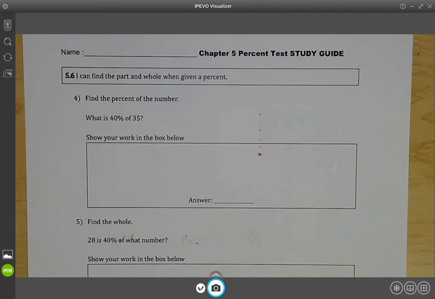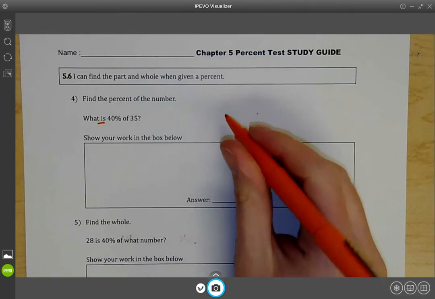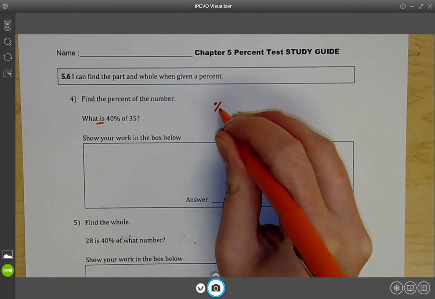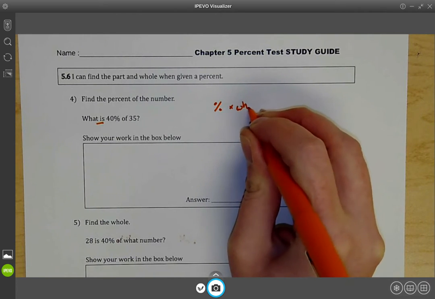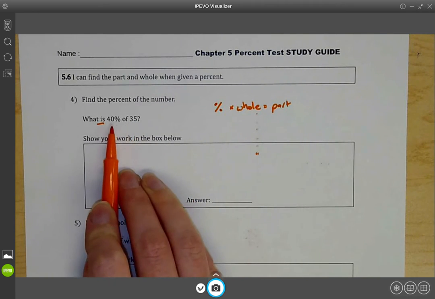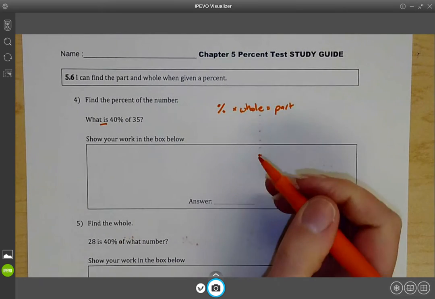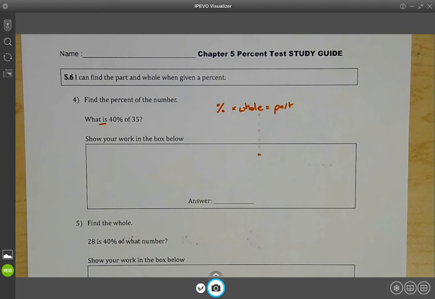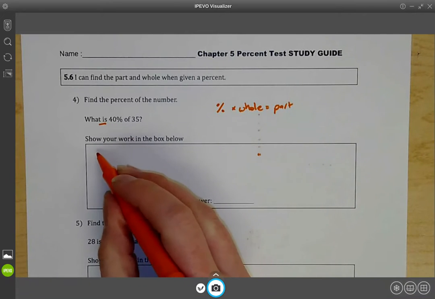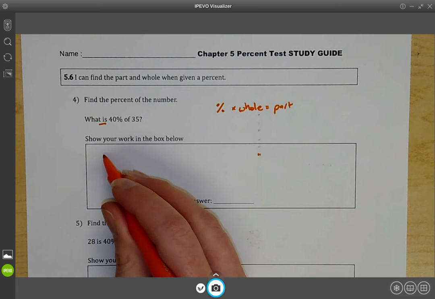What is 40% of 35? This is finding the part. We have the percent equation we can use, where the percent times the whole will tell us the part. So if we know the whole and we know the percent, we can find the part using our trusty calculators. I want to show you using benchmarks as another tool to solve this if you don't have your calculator. So 40% of 35 is some number.